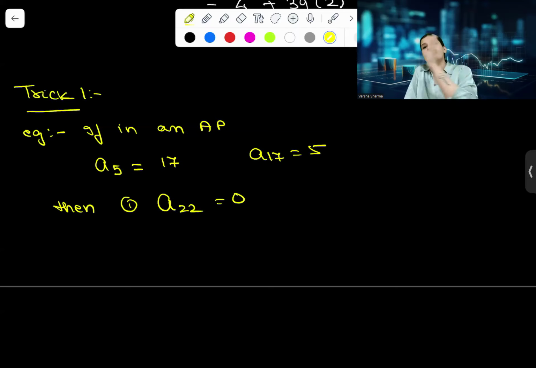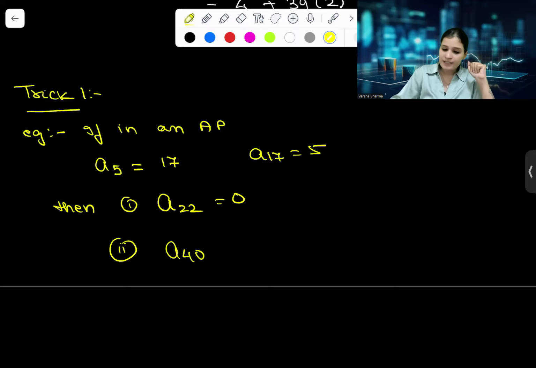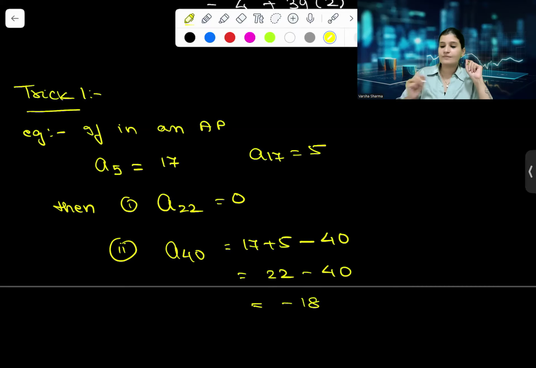If I would have written A5 is 10, A10 is 5, then 10 plus 5 would have been 15. That term will be 0, the addition of those two straight. And if we want to find any random term, say A40, A100, A80, then it will be the sum of the two terms minus whatever we want. So it will be 22 minus 40, that is minus 80. Understood? So this is the example.